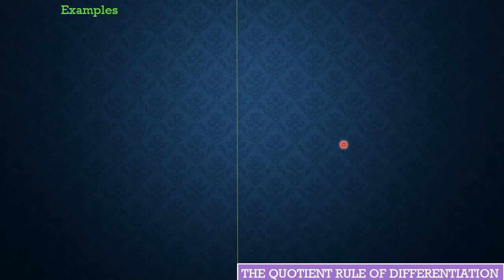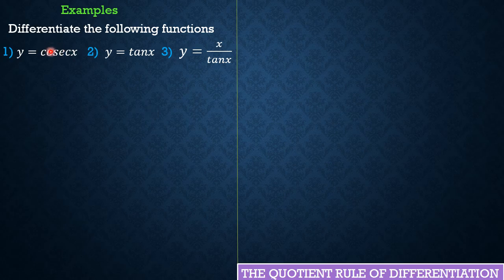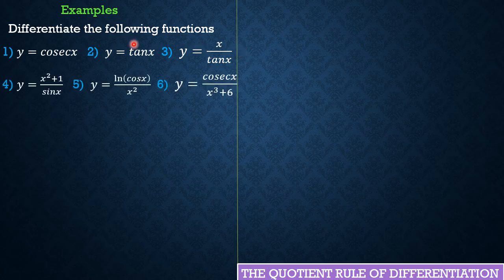Great friends, let's look at those examples. I think we are going to have about 6 examples. The first one we have y equal to cosec x. Second one we have y equal to tan x. The third one we have y equal to x over tangent of x squared. Then equation 4, we have y equal to x squared plus 1 over sine x. Equation 5, we have y equal to the natural log of cosine of x over x squared. Then the sixth question, we have y equal to cosec x over x cubed plus 6.